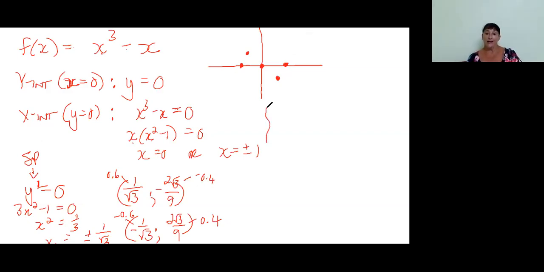We now come to a very important part of sketching a curve, and that is to test for max or min. Okay, so to test for max or min is now your fourth step. Okay, y-intercept, x-intercept, stationary points, and then test for max or min. You test it by finding the second derivative.